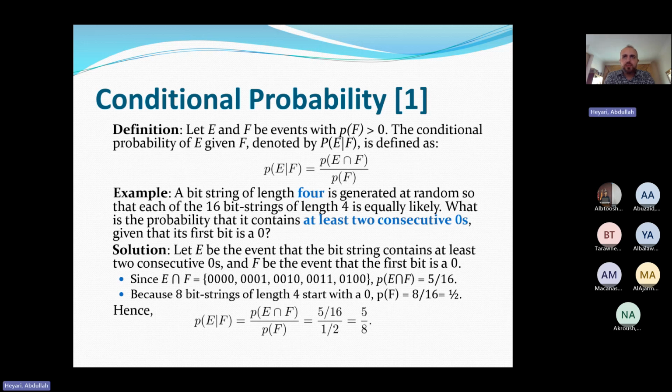We don't really have a big example here. It wouldn't be much of a headache to just count them. So a 4-bit string, how many 4-bit strings are there? 2 to the power 4. And let's consider the following event, which is that the bit string contains at least 2 consecutive zeros. How would I count such bit strings containing at least 2 consecutive zeros?